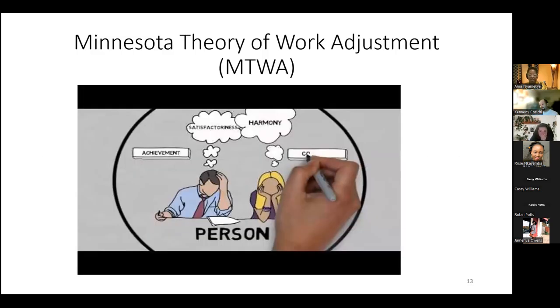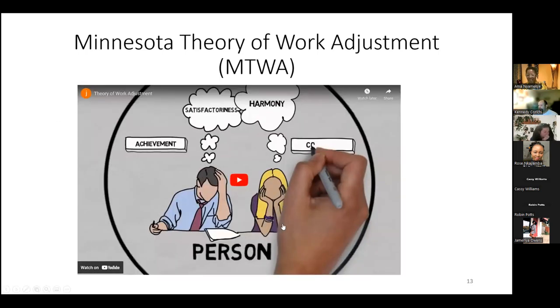So I've got a video here for us to look at for a couple of minutes. You have to look and listen to the sound, but it will take a few minutes to play. It's another way to explain the Minnesota Theory of Work Adjustment.